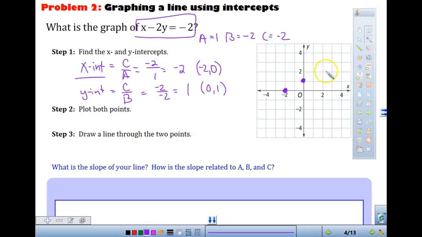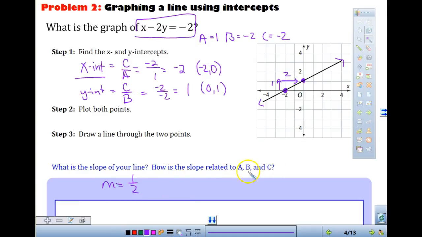So we plot both points, and now we're going to take our straight edge and draw a line through those 2 points. If we look at this line, can we tell the slope of the line? So what is the slope of this line? We count up 1 and over 2, right? So our slope is m equals 1/2.